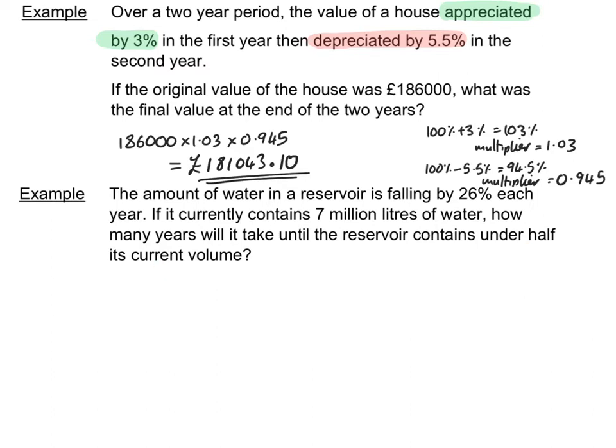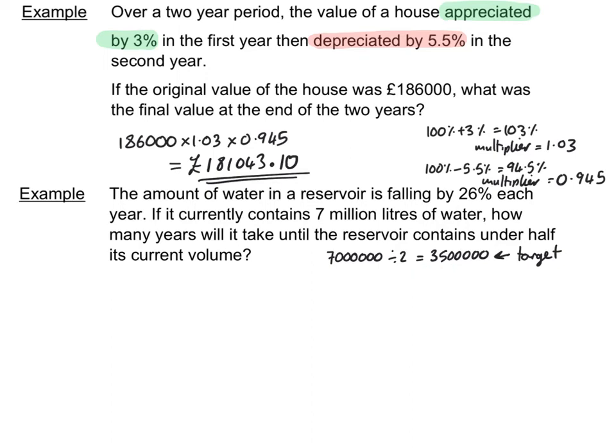We're starting with 7 million litres of water and we want to know what half of that is. So half of 7 million, let's start up at the top here. We've got 7 million divided by 2 is 3,500,000, and that therefore is my target. I'm going to continue to decrease this 7 million by 26% and see how many times I need to do that in order to get it below that 3.5 million target.